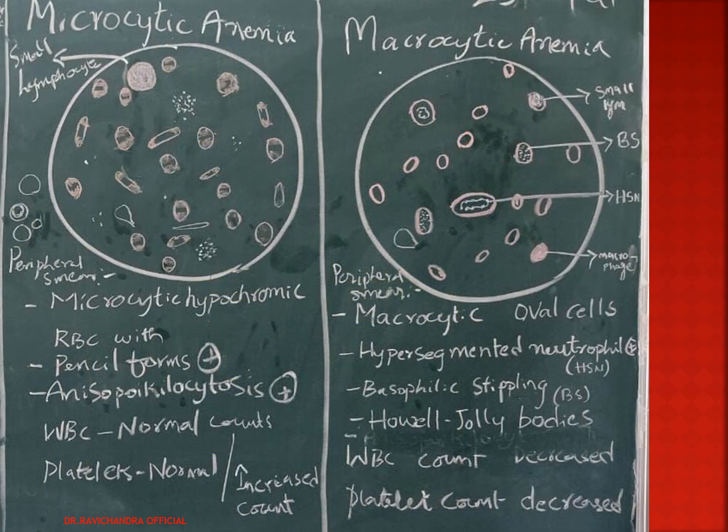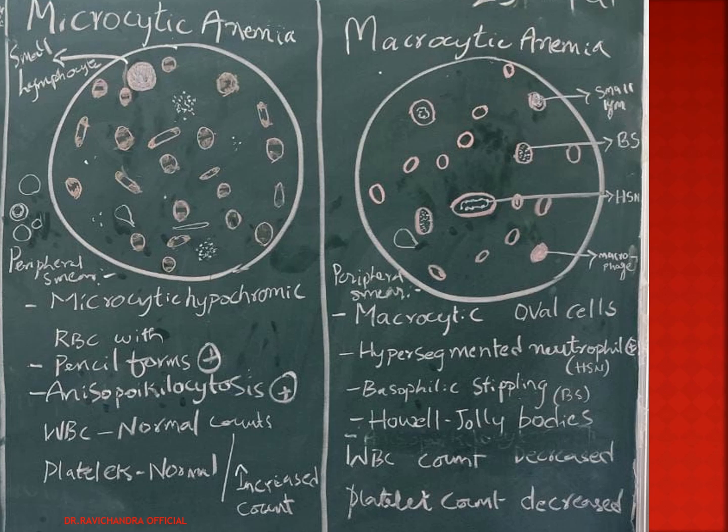This is a picture that I have drawn for easy understanding of the peripheral smear in microcytic and macrocytic anemias. In microcytic anemia there will be microcytic hypochromic red blood cells with pencil forms and marked anisopoikilocytosis. The WBC counts are normal, and the platelet counts are normal or sometimes increased.